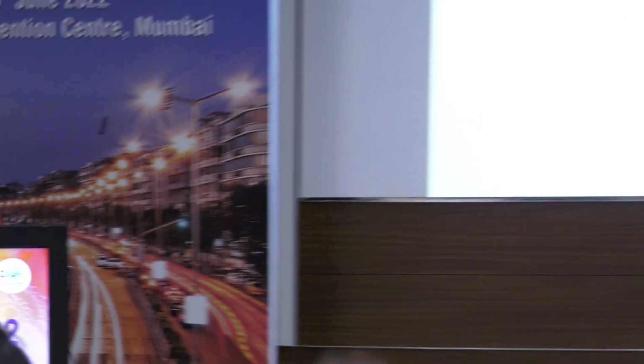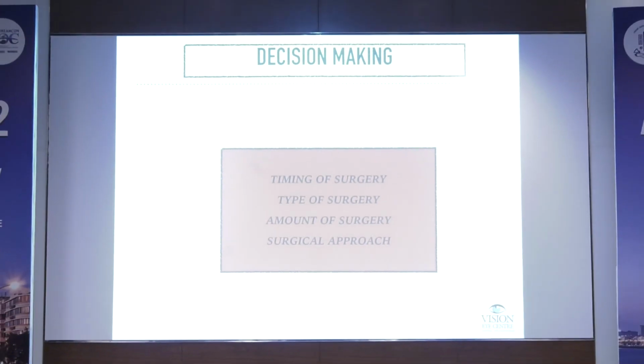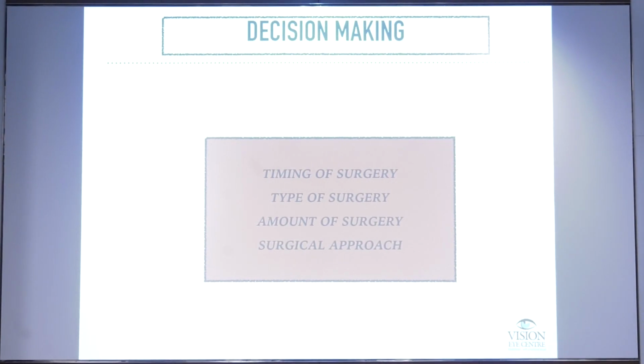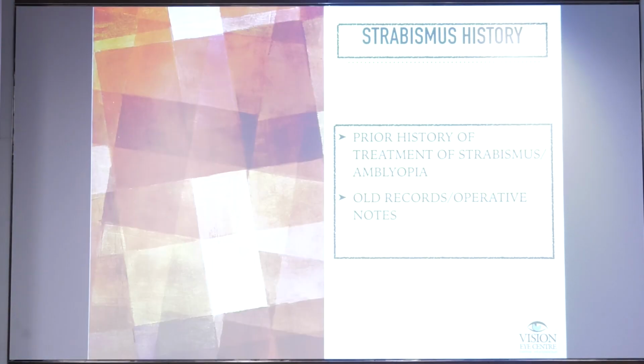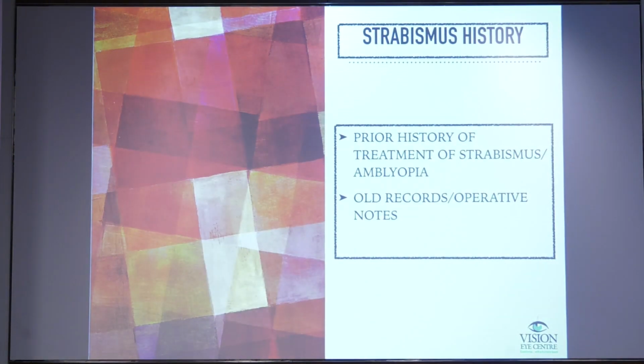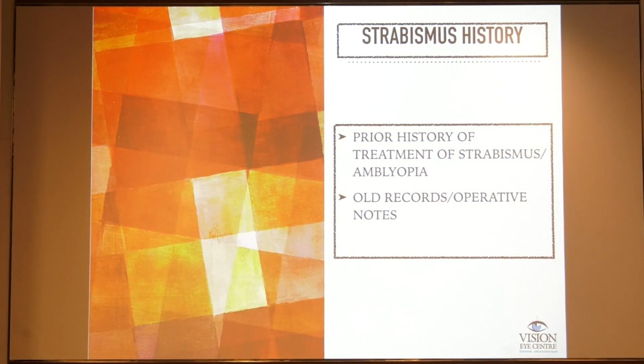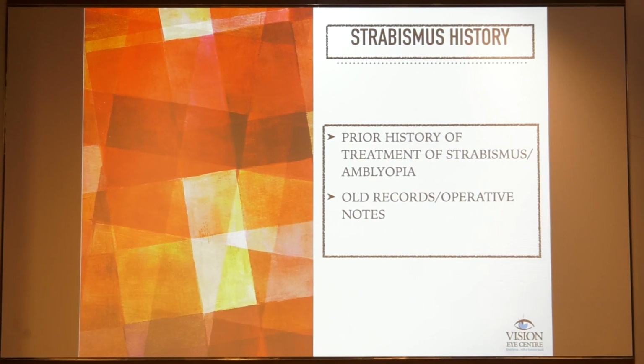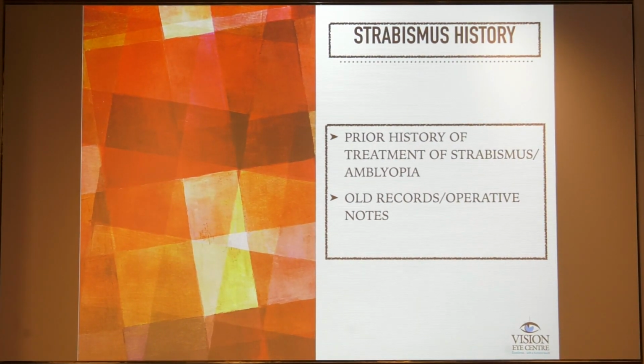Decisions regarding the timing, type and amount of surgery to be performed are important, as well as the surgical approach. In order to make good decisions when planning a squint surgery, it is of paramount importance that the surgeon has necessary data available. A history of prior squint surgery may lead the surgeon to choose muscles on which the surgeon may not operate otherwise. In some cases, records are not available, therefore the history is important.